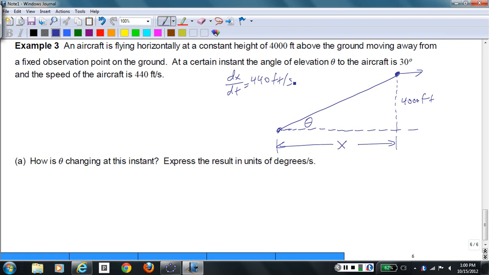Now, Mr. Mondell, could we use our trig to find what x is at 30 degrees? Absolutely, yes. And we may actually need to do that. If not in the A part, maybe the B part. Maybe both. But we'll certainly do that.